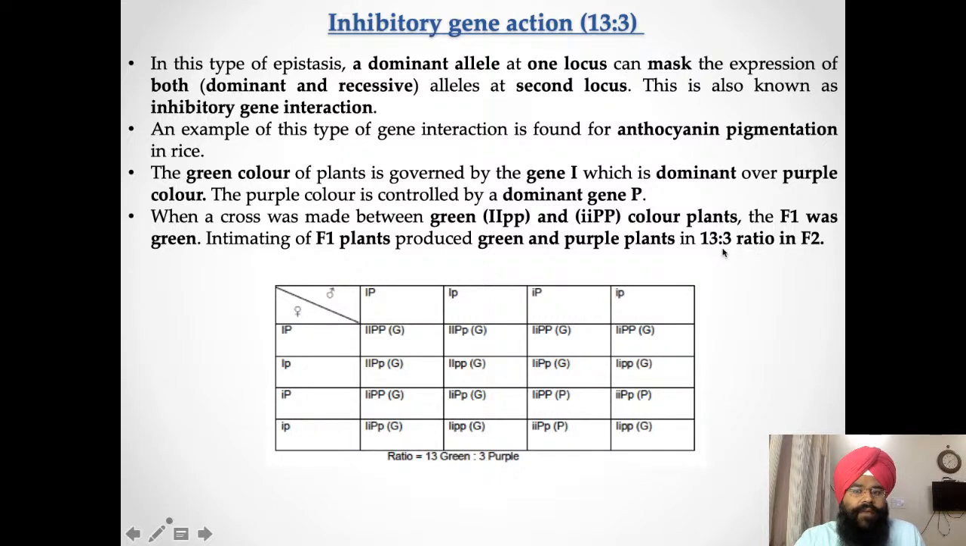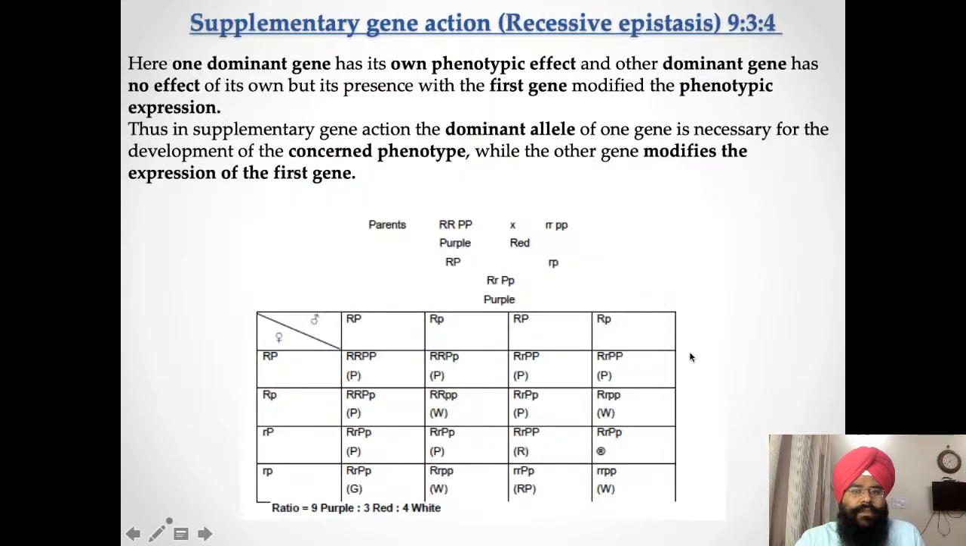So here you have a ratio of 13:3, with the three purple-colored plants like these three, in which the purple color is mainly dominant if they are present in capital P, and the rest is all green. The rest are all green plants.